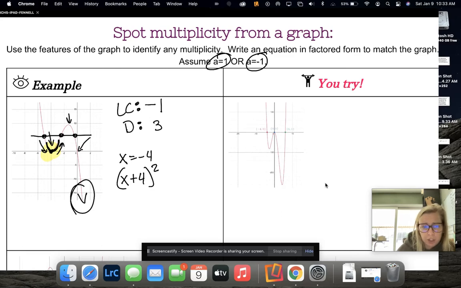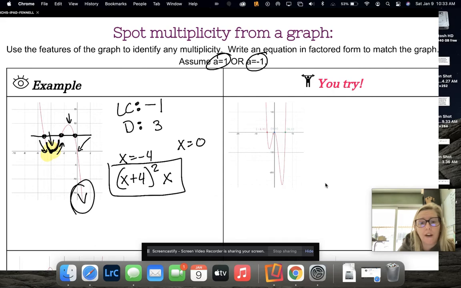And then I also have just plain old x, right? If x equals 0, that's just x. So then we're also going to multiply this by x, and that is the possible equation to match our function. Again, we didn't plug in a value to determine for sure that our a value was -1, but they told you to assume that, so I'm confident it is. All right, and then you could say, of course, this is equal to f of x.